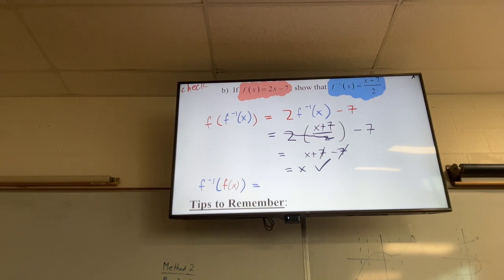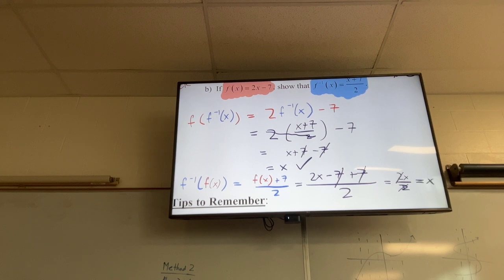Then I have to check f inverse of f of x. That's going to be f of x plus 7 all over 2, which is 2x minus 7 plus 7 all over 2, which is 2x over 2, which is x. So since they both equal x, yes, they're inverses. The answer for this one is your work.